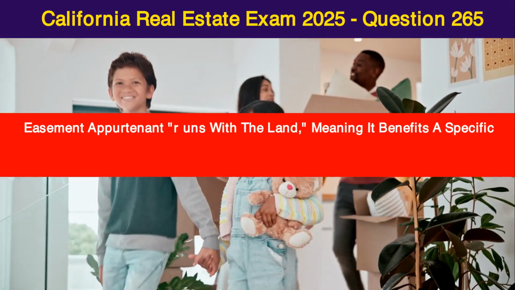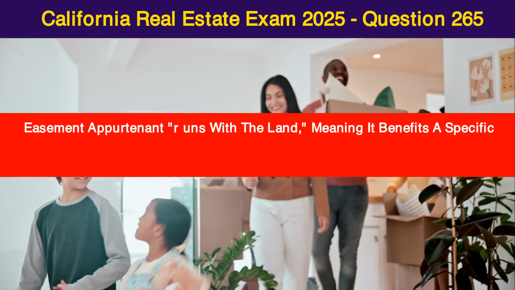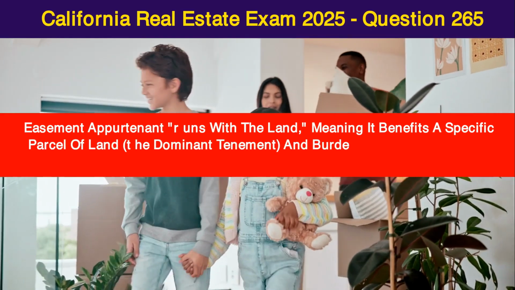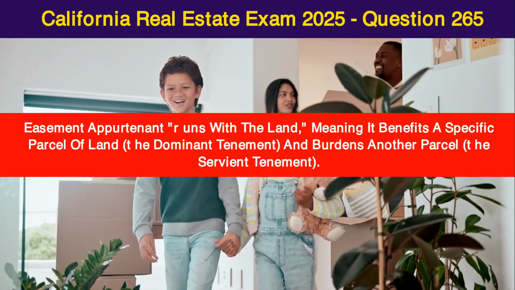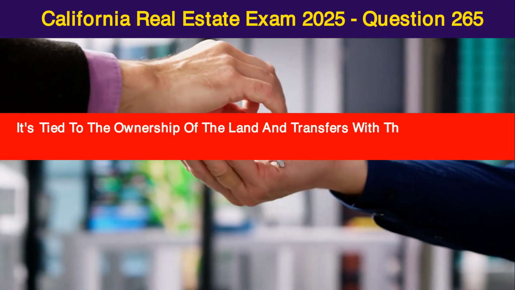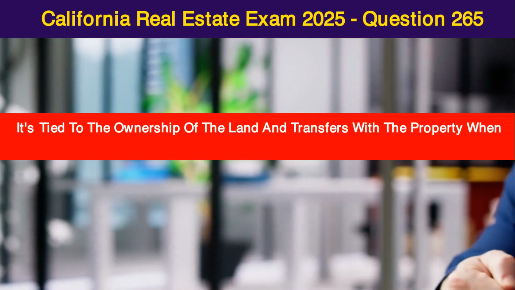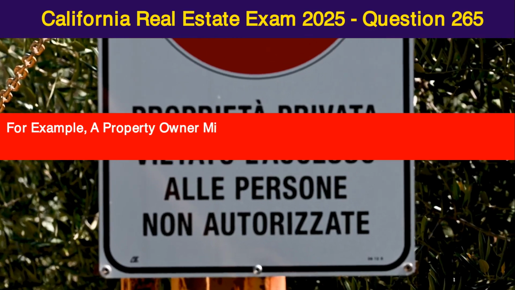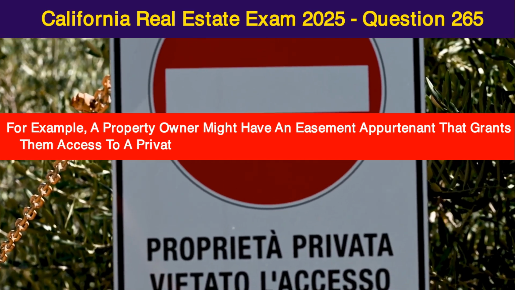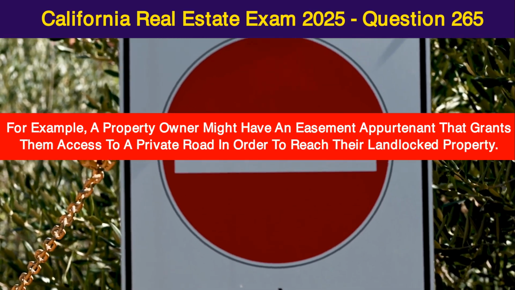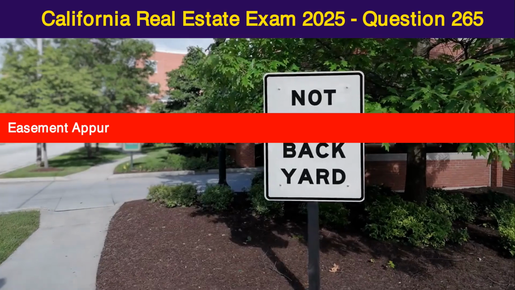Easement appurtenant runs with the land, meaning it benefits a specific parcel of land, the dominant tenement, and burdens another parcel, the servient tenement. It's tied to the ownership of the land and transfers with the property when it's sold. For example, a property owner might have an easement appurtenant that grants them access to a private road in order to reach their landlocked property.